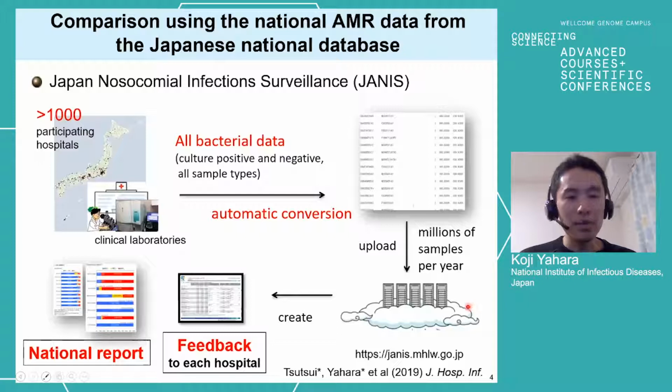After the data upload, the cloud system conducts various data processing and creates both a national report and a feedback report to each hospital as benchmarking to evaluate and motivate infection control in that hospital. We recently started to analyze the comprehensive national AMR surveillance data for various purposes, as demonstrated in the recent publication in the Journal of Hospital Infection.